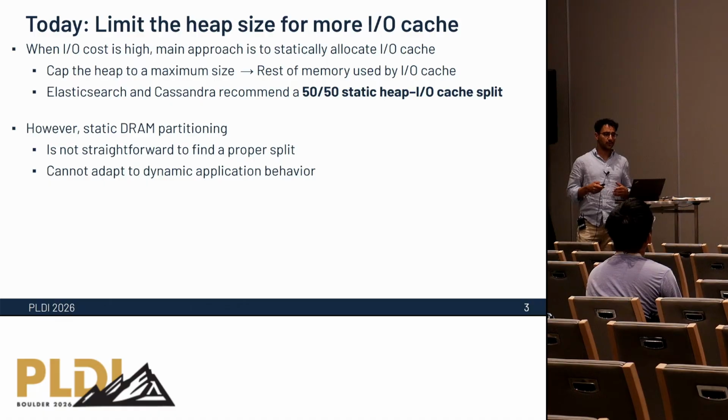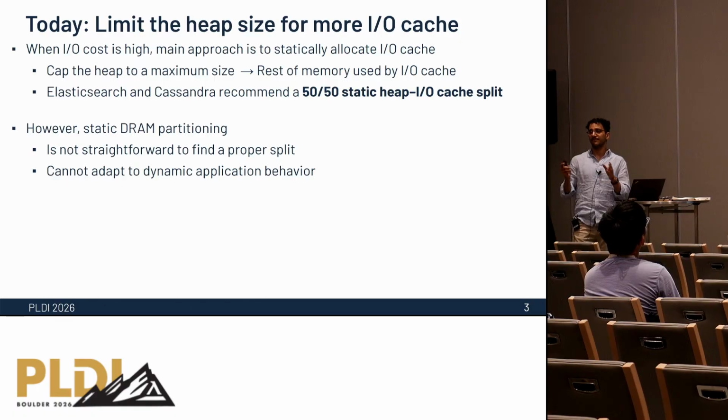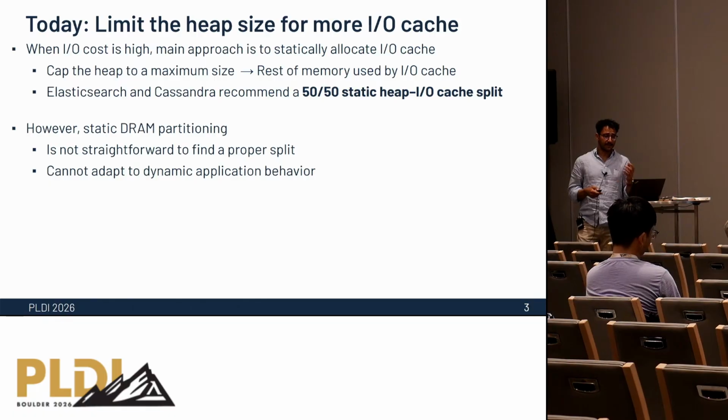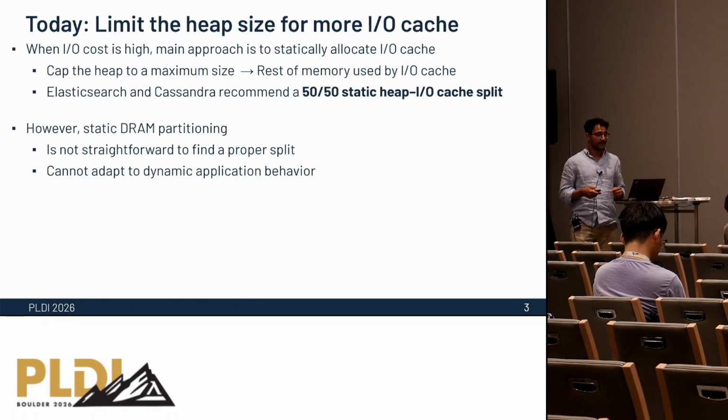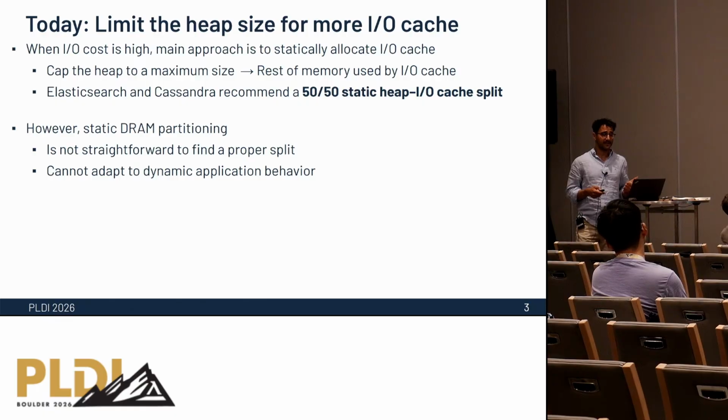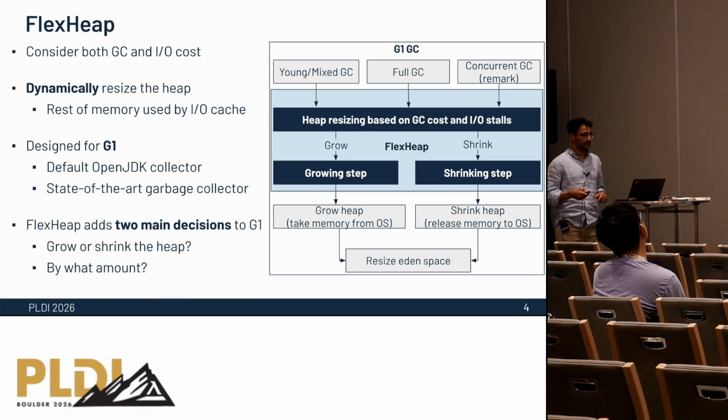Today, to overcome this problem, users statically partition DRAM. They cap the maximum heap size, and the rest of the memory is used for the I/O cache. For example, Elasticsearch and Cassandra recommend using 50% of the DRAM budget for the heap and the remaining 50% for the I/O cache. However, static DRAM partitioning has 2 main problems. It's not straightforward to find the proper split, and it cannot adapt to dynamic application behavior.